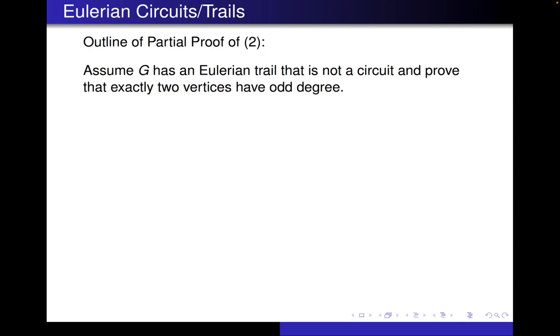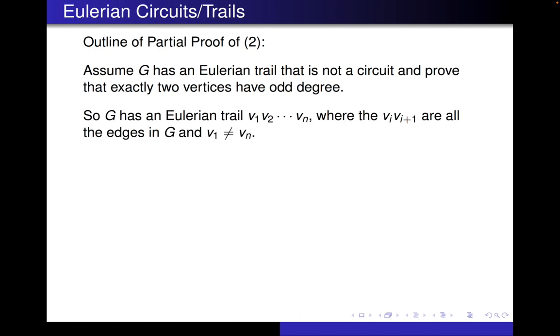All right, so we're going to do the same thing with part 2. We're just going to prove part of it. We're going to prove the part where we assume that G has an Eulerian trail, very similar to the last one, and we're going to assume that Eulerian trail is not a circuit, and we're going to show that exactly 2 vertices have odd degree, all the other ones have even degree.